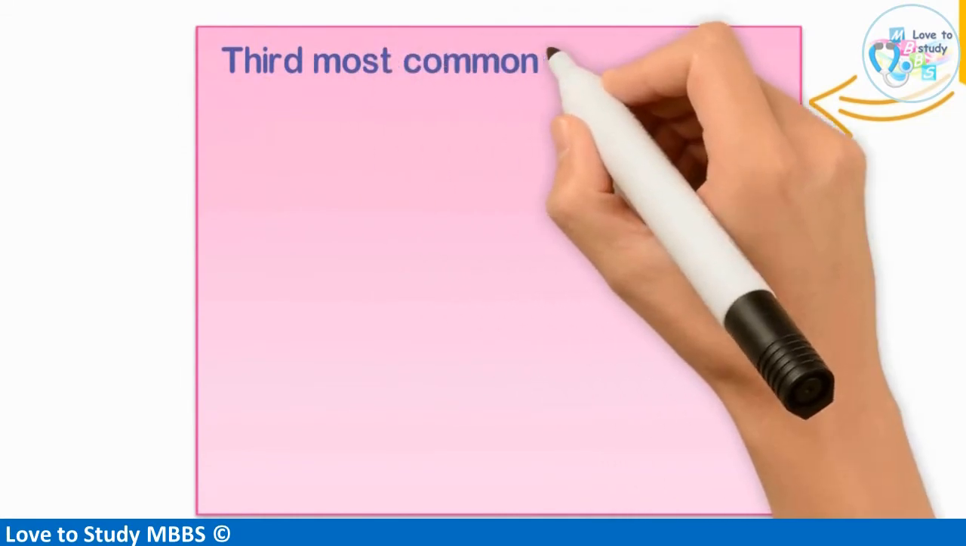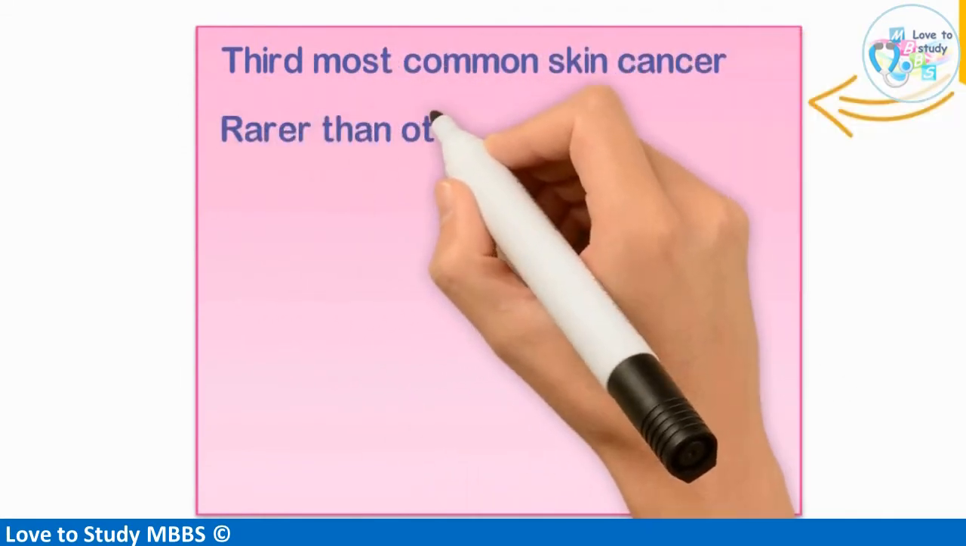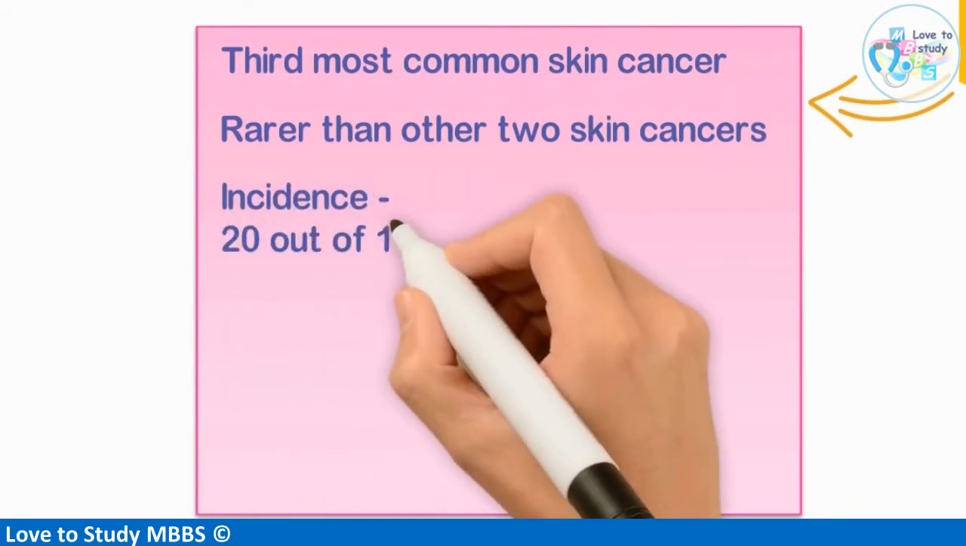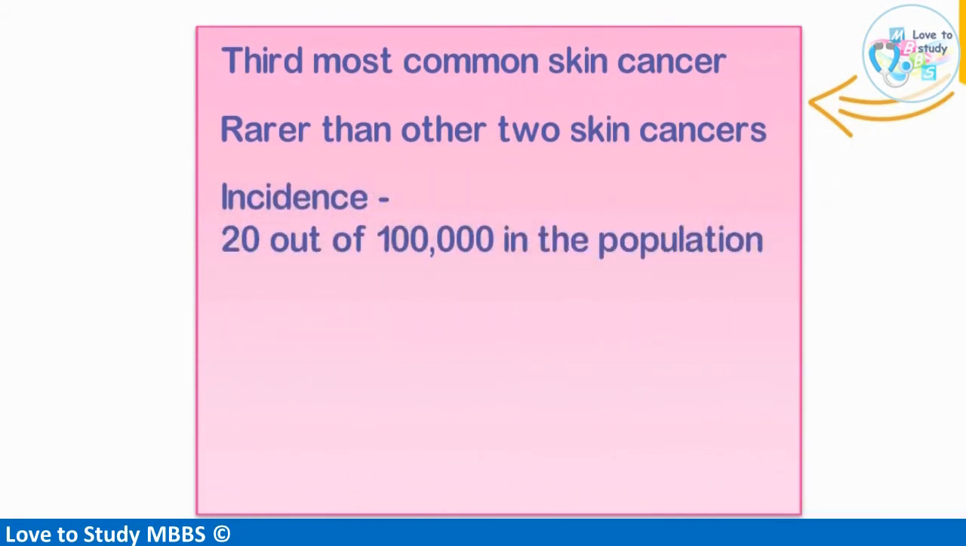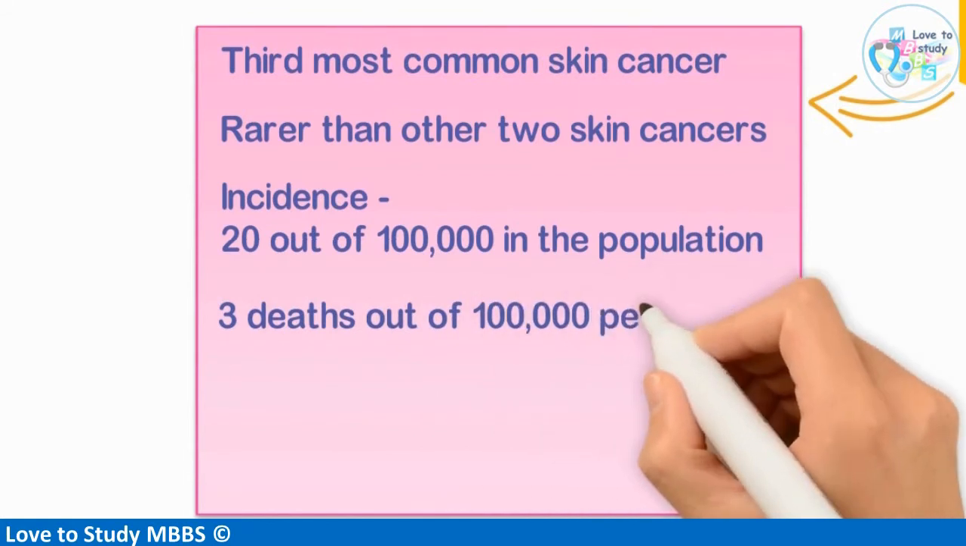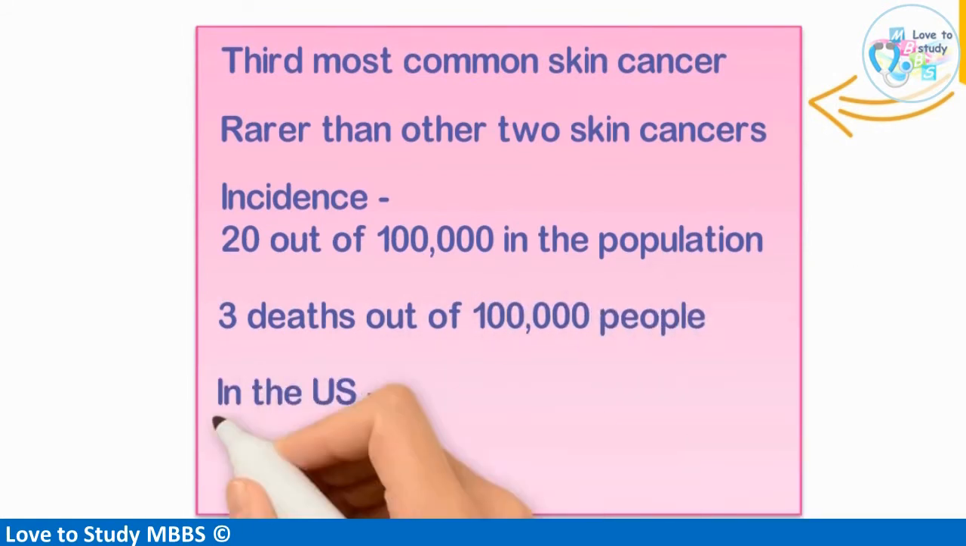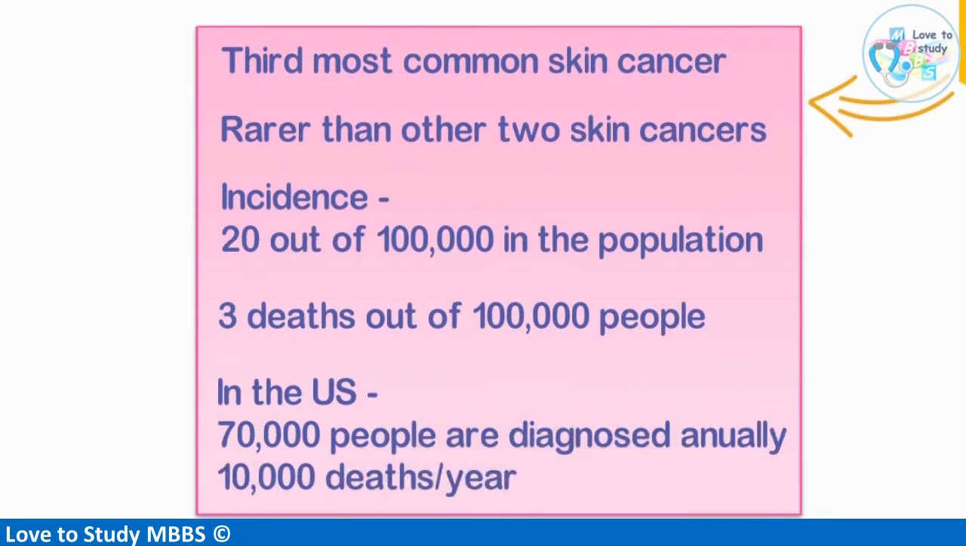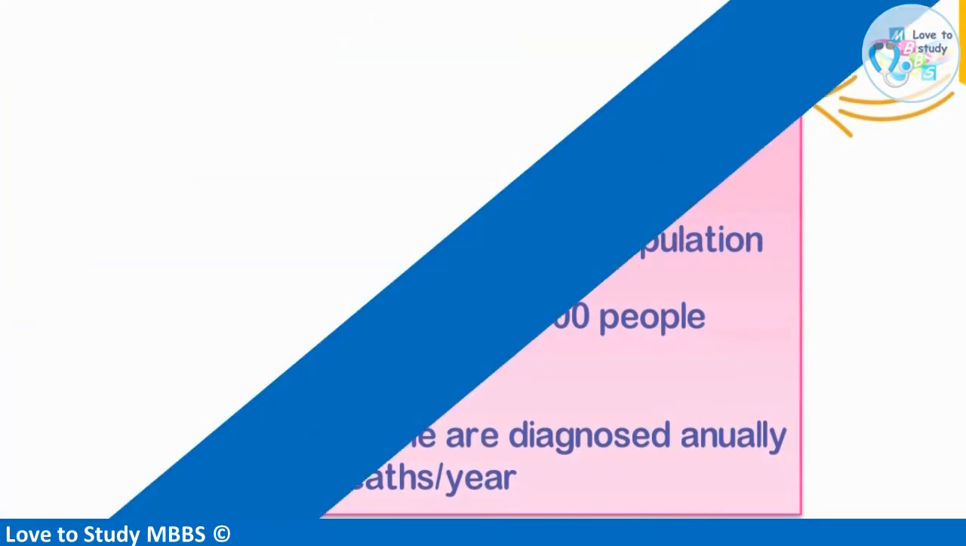Melanoma is the third most common skin cancer, but is fortunately much rarer than either of the other two skin cancers. The incidence of malignant melanoma is about 20 out of 100,000 in the population, accounting for about 3 deaths out of 100,000 people. In the U.S., about 70,000 people are diagnosed with this type of cancer per year, with about 10,000 deaths in the U.S. occurring annually from the disorder.